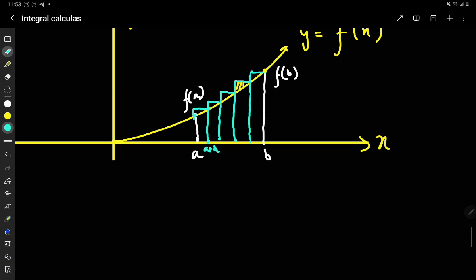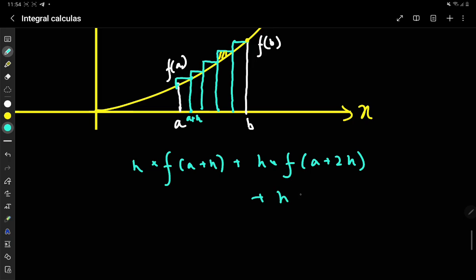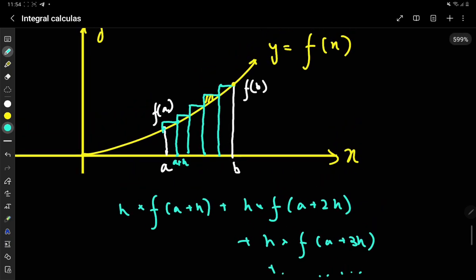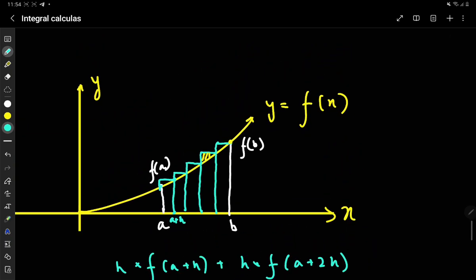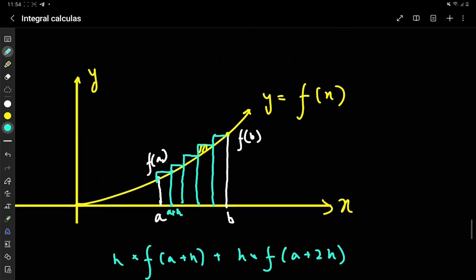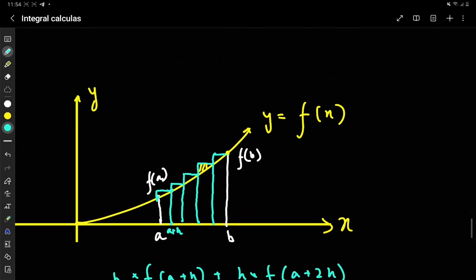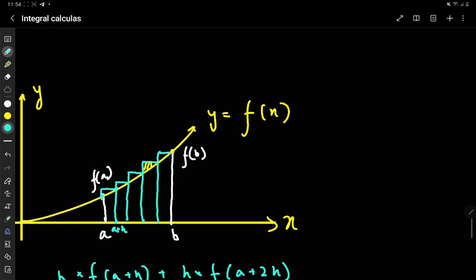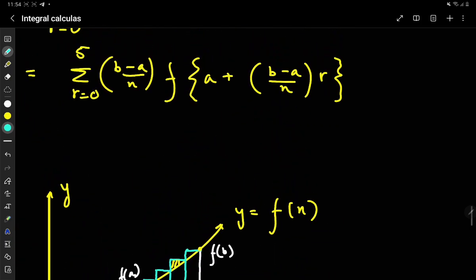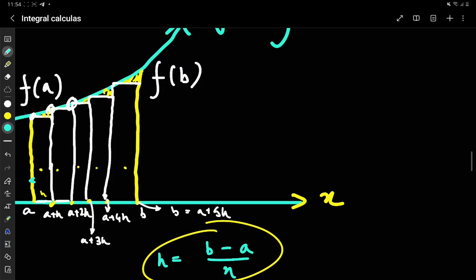So the area will be h times f of a plus h, plus h times f of a plus 2h, plus h times f of a plus 3h, and so on and so forth. In both of the cases, if you do the calculations, you'll find that the area that is coming over here is much greater than the area which we are finding out through here.